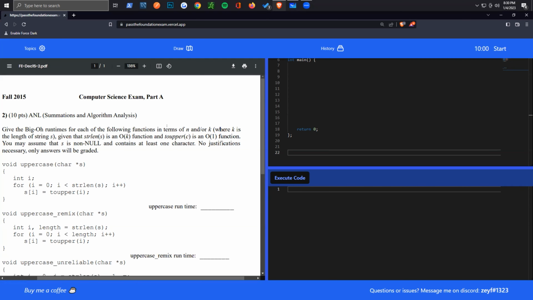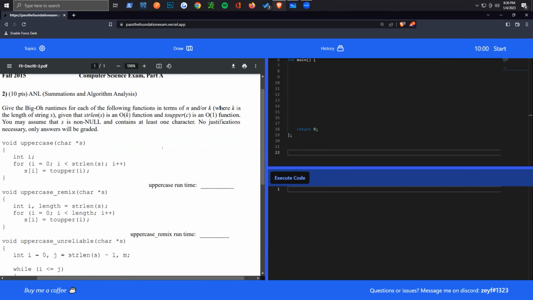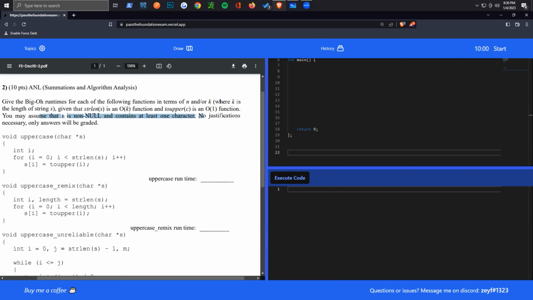For each of the following functions in terms of n and/or k, where k is the length of the string, given that string length is an O of k function and to upper is an O of 1 function. Okay, so pretty much they're just saying that string length runs in O of k. You can think of that like O of n, but you should use k because that's what they're asking you to use or referencing it as. And to upper is O of 1, so we don't really have to think much about that one. And you can assume that it's not null.